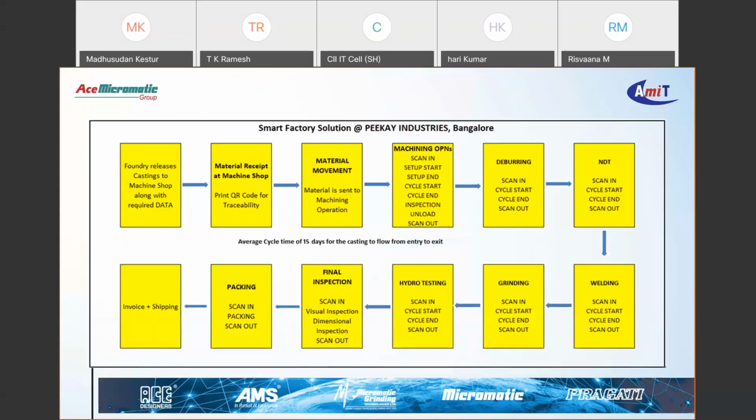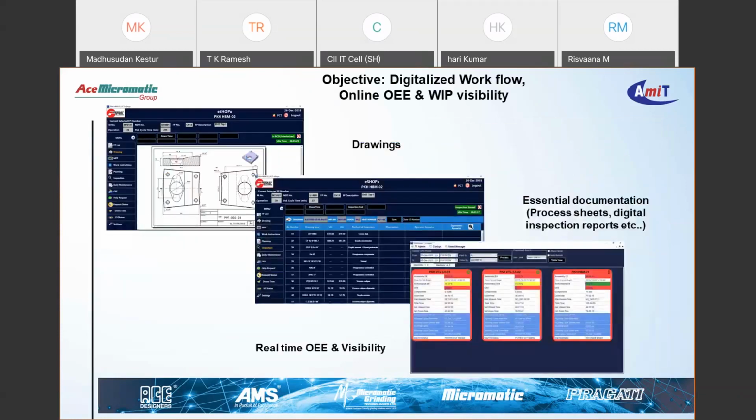The process starts with the casting coming from the foundry onto the shop floor, where we generate a QR code tag and attach it to the casting. The casting starts moving on the shop floor. We monitor OE of the system by integrating certain hardware with the machine. There is also a PC deployed at each machine where inspection data, etc., is captured by the operator. The scanners are integrated with the PC, and this QR code tag is scanned as it moves from one process to another process.